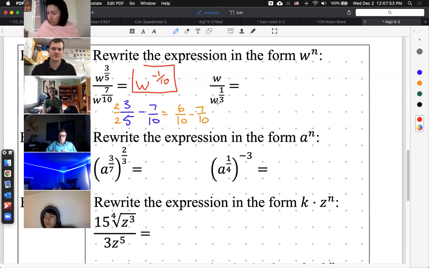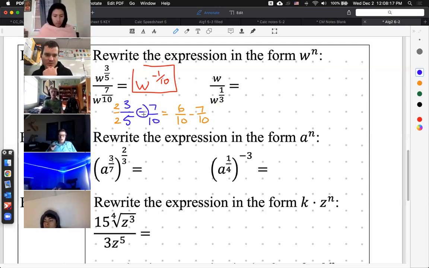W divided by w to the power of 1/3. I don't know. So in the previous example, I had w to the power of 3/5 and w to the power of 7/10, which maybe was a little bit harder. And notice what we did with the powers. The powers over here, we did 3/5 minus 7/10. The key being we are subtracting them. So do you think we're going to be subtracting them again, or are we going to be doing something different?